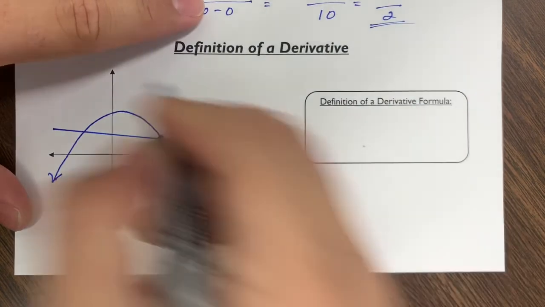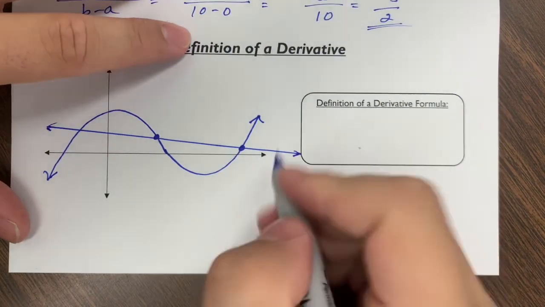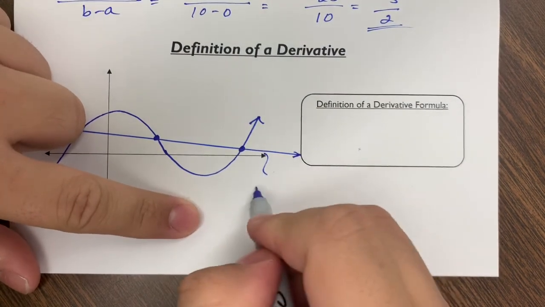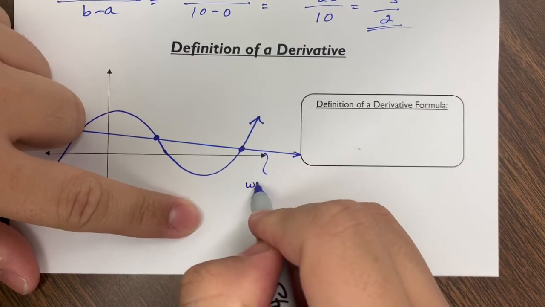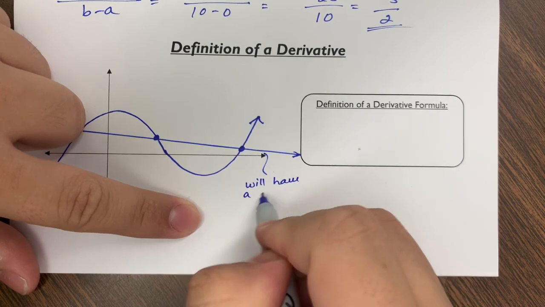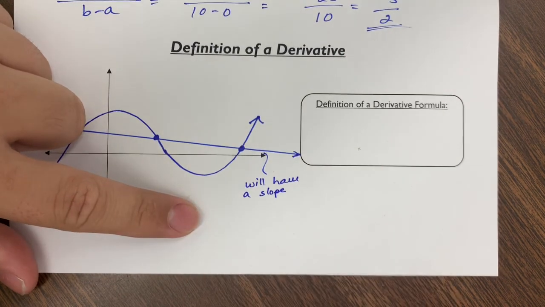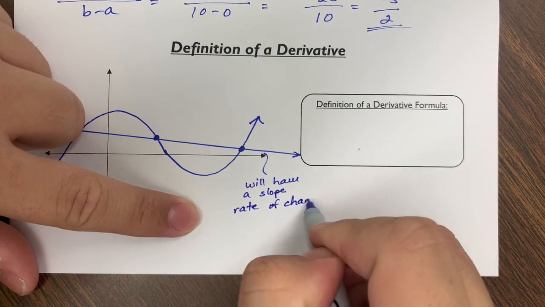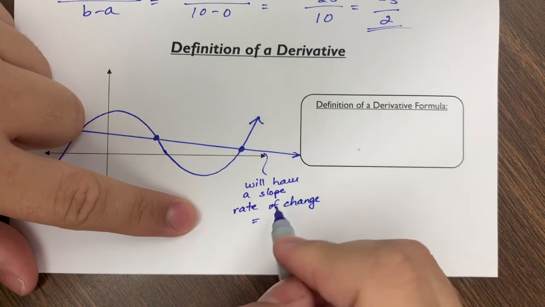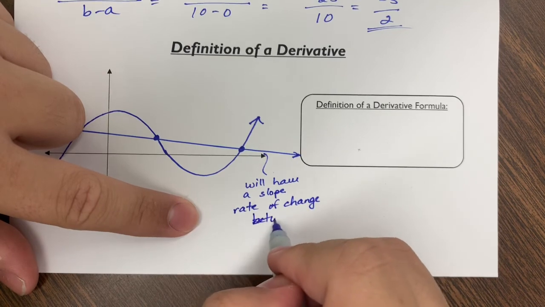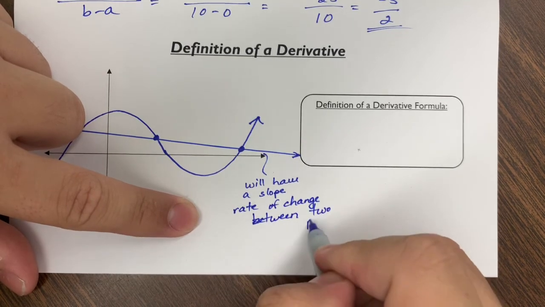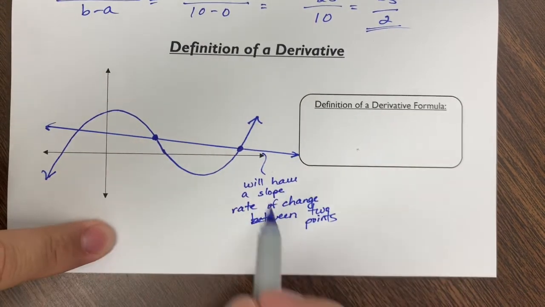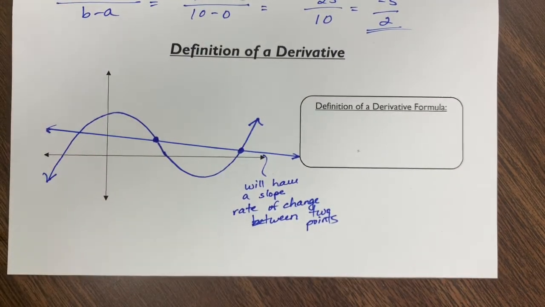then this will have a slope. And the rate of change, or the slope, is essentially between 2 points. So if I look at 2 points and find the slope between them, that helps us determine the rate of change between those 2 points.